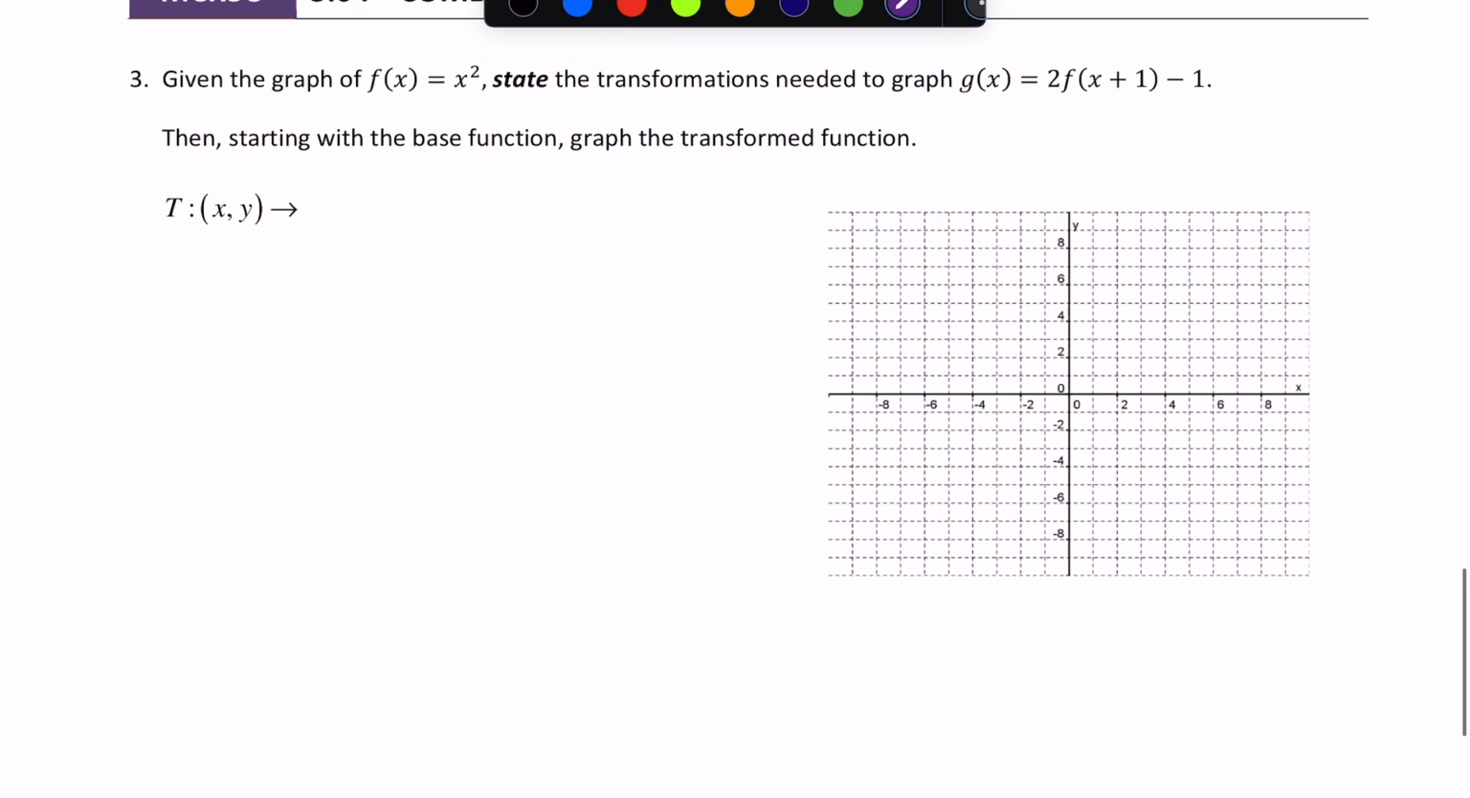All right, so let's take a couple more examples. Okay, so here we have, again, given the graph of f of x is equal to x squared. So here in this situation, we're looking at a quadratic. State the transformation needed to graph g of x is equal to 2 f of x plus 1 minus 1. Then start with the base function, graph the transform function. So here, again, let's just list our transformations first. So again, we have a vertical stretch by a factor of 2.